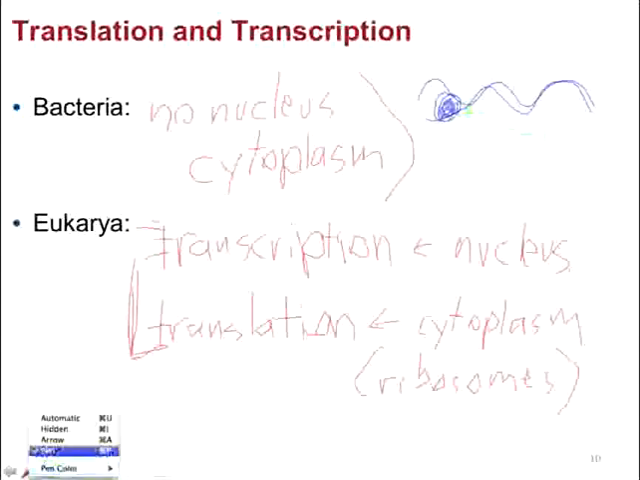And even as I'm transcribing, I want to do brown. No, we'll do a red ribosome. Small subunit. Large subunit, protein being made. This ribosome can actually move along the mRNA even as it's being built, even as the RNA polymerase is making it. So simultaneous transcription and translation is possible only in bacteria.